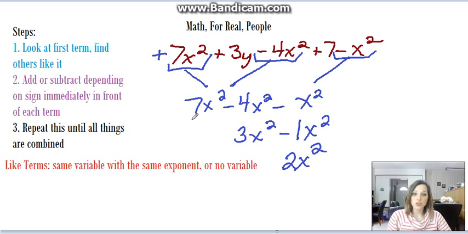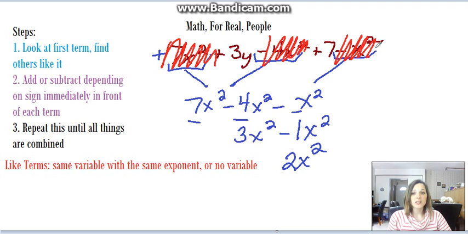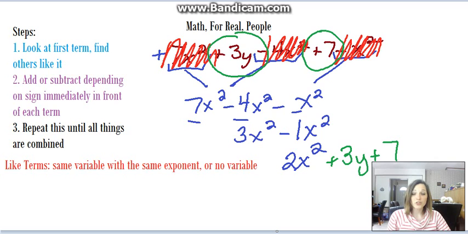And if you think about it, you look just at the numbers. 7 minus 4 is 3, minus 1 is 2. So you're done with that part. You are done with all your x's squared. And I like to just cross those out. It looks a little messy, but then you can see exactly what you have left. You have a 3y, a positive 3y, and you have a 7. Those are not like terms. So you leave them. Positive 3y plus 7. You're done. Nothing else can be combined because they are not the same variable with the same exponent.